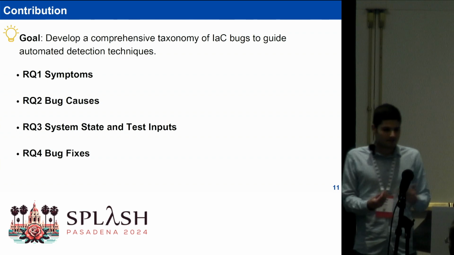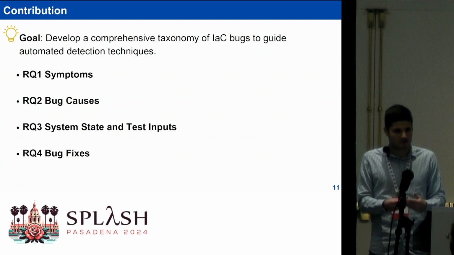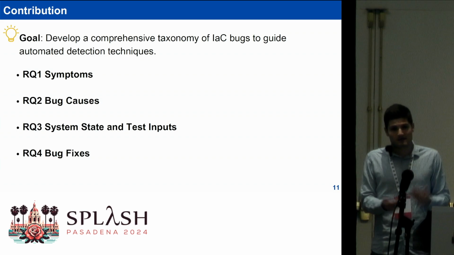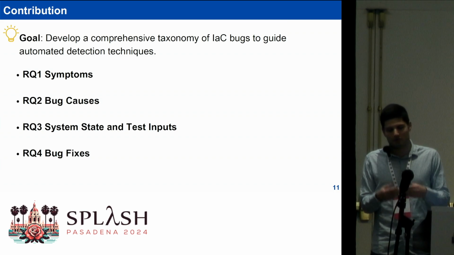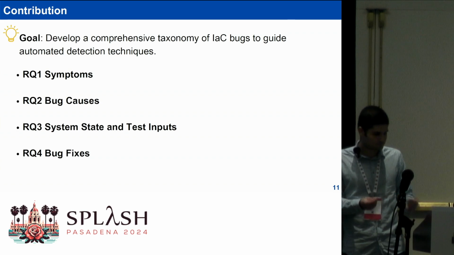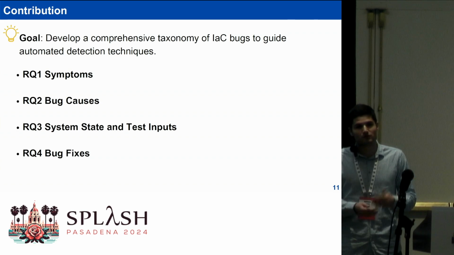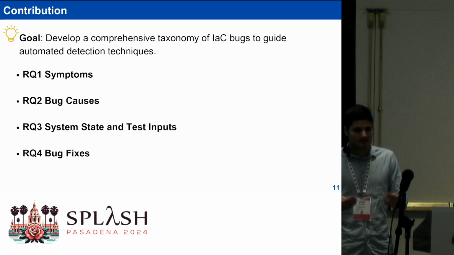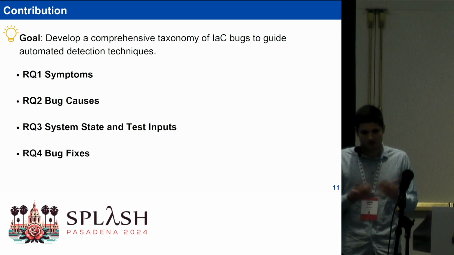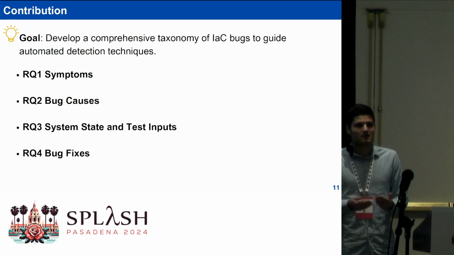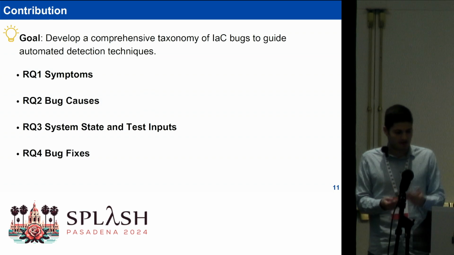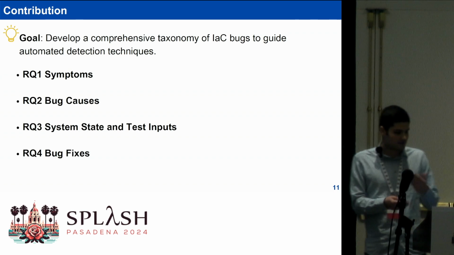However, surprisingly, despite the importance of ensuring that we have reliable IaC software, there is limited tooling for this purpose, and mostly developers rely on traditional testing techniques. However, these techniques fail to capture subtle bugs. With that in mind, we want to conduct the first qualitative and quantitative study on bugs found in infrastructure as code ecosystems, and our goal is to provide a comprehensive taxonomy of IaC bugs that can help both developers and researchers understand the nature of the bugs and also guide the development of automated detection techniques.